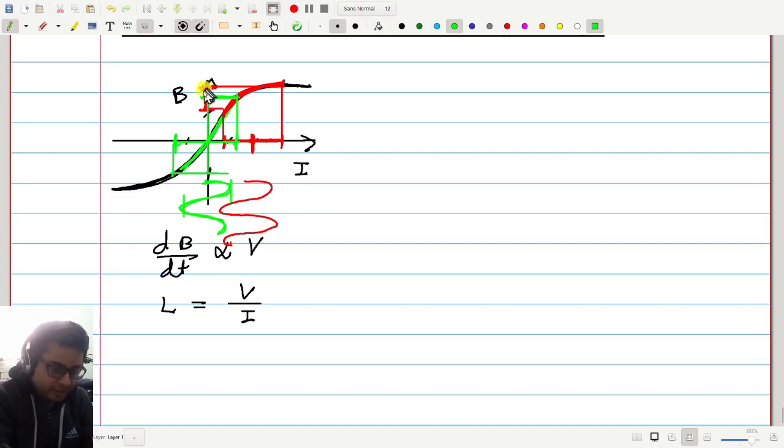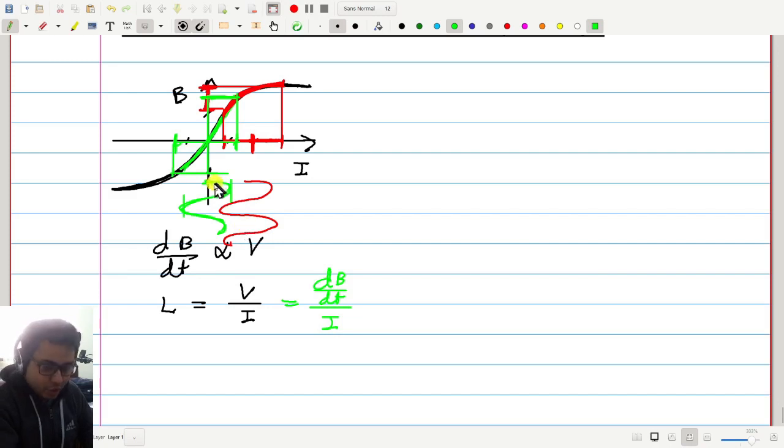B, I mean the range of variation of B is small, but L is V by I, D, and L is dB by dt, not dB. V is dB by dt. Yes, by I, right? Okay. Yes, sir. And we are assuming that this green and this red current both have the same frequency.